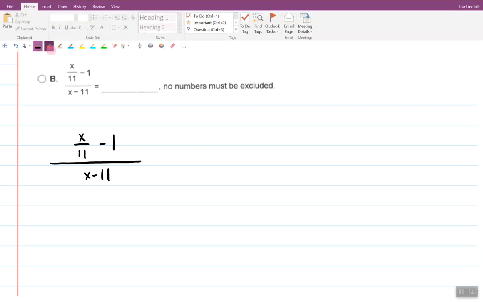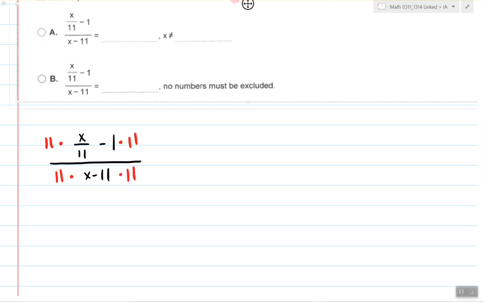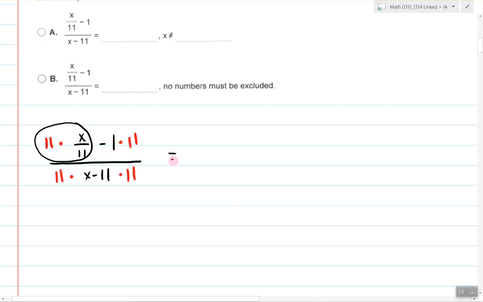So I'm going to, using red ink, multiply the top by 11, but when I do, I'm going to distribute it so that this term also gets multiplied by 11. I'm going to multiply the bottom by 11, and I will distribute it so this gets multiplied by 11 also. It is the distributive property, but you can think of it as I multiply each term by the LCD. All right, for this first product, the 11s divide out, and I'm left with x. For the second, it's just 1 times 11 is 11.